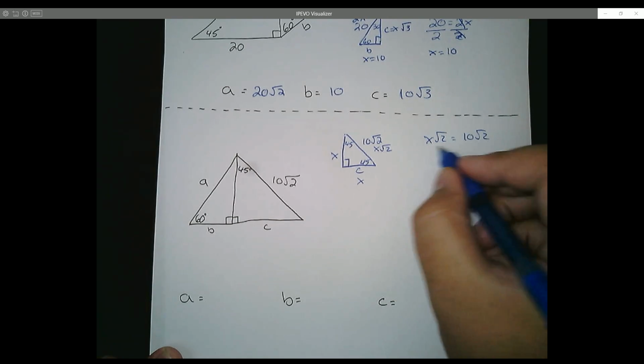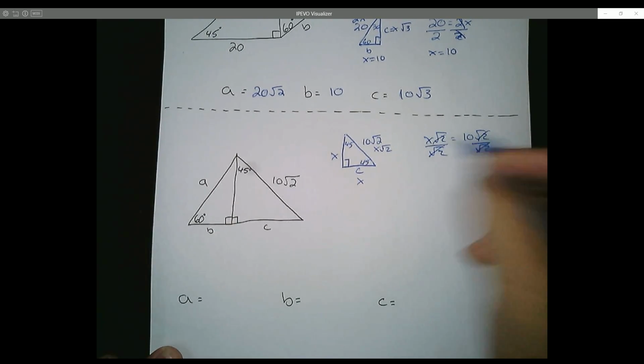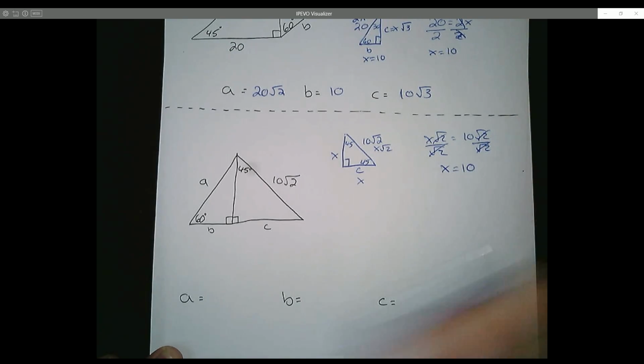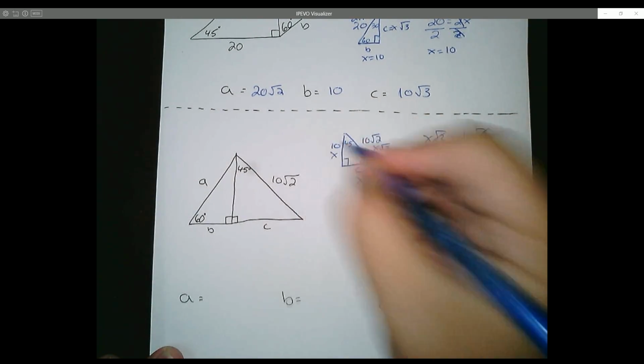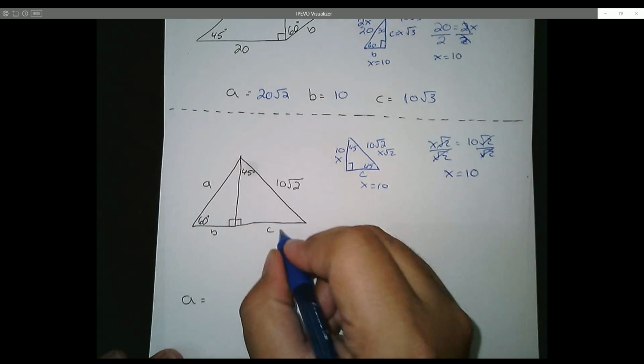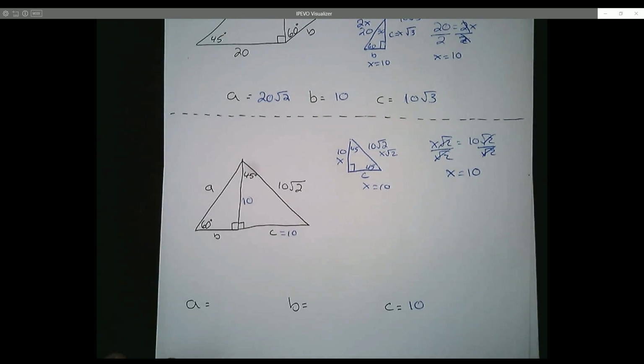Okay, divide by square roots of 2 on both sides. We're left with x is equal to 10. So our value for x is right here. Okay, so I can plug that in for my values over here as well. Okay, so C is equal to 10.